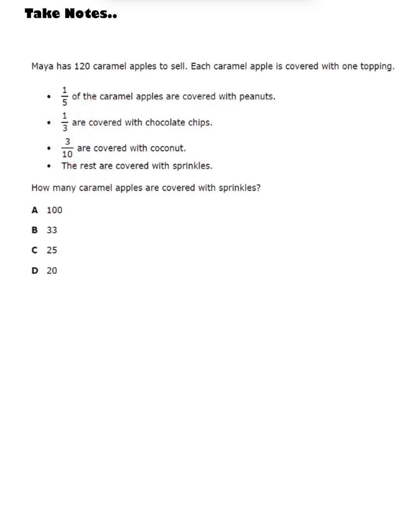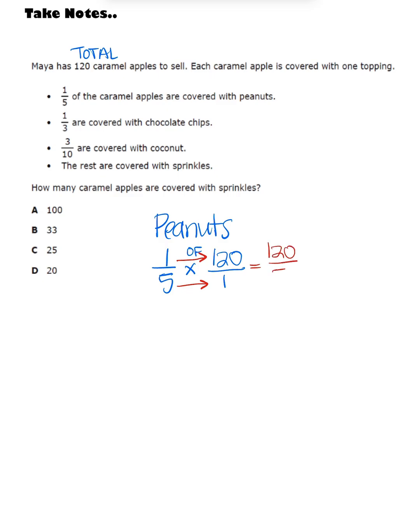So when it says fraction of and we have a total, we are going to multiply. I'm going to start with peanuts. Peanuts was 1/5 of, and of is a multiplying word. That's of the total, so the total is 120. 120 is a whole number, and we know whole numbers go over 1. How do we multiply fractions? We multiply top times top, bottom times bottom. So 1 times 120 is 120, and 5 times 1 is 5.